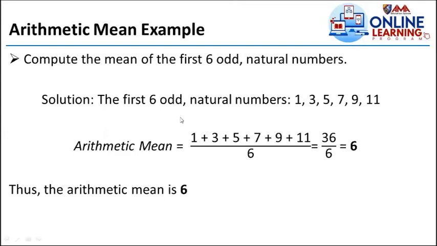Solution? The first 6 odd natural numbers are 1, 3, 5, 7, 9, and 11. So for the arithmetic mean, we add them all, which will give you a total of 36. Then, how many numbers do we have? There are 6 odd natural numbers. So, 36 all over 6 is equal to 6. Therefore, the arithmetic mean, the average of these 6 numbers, is equal to 6.